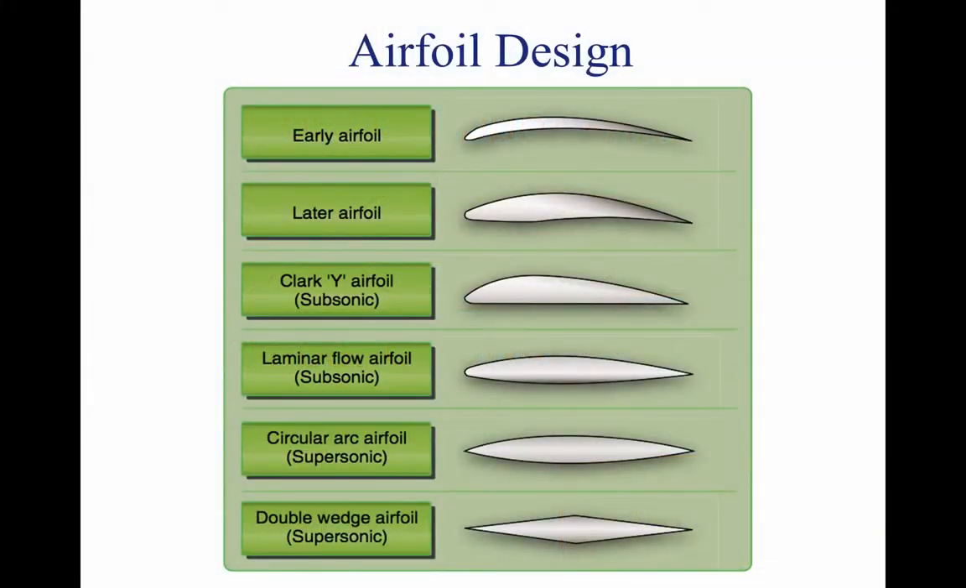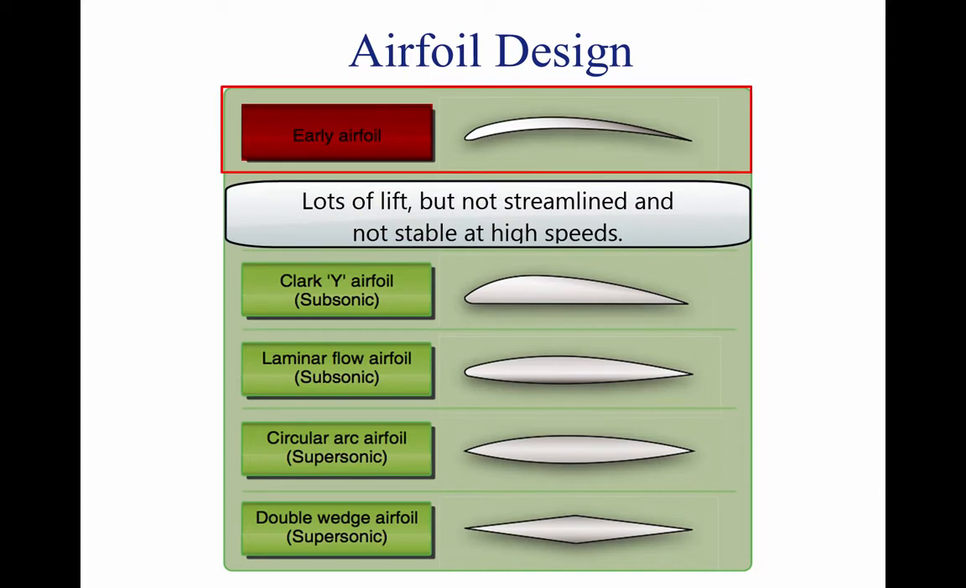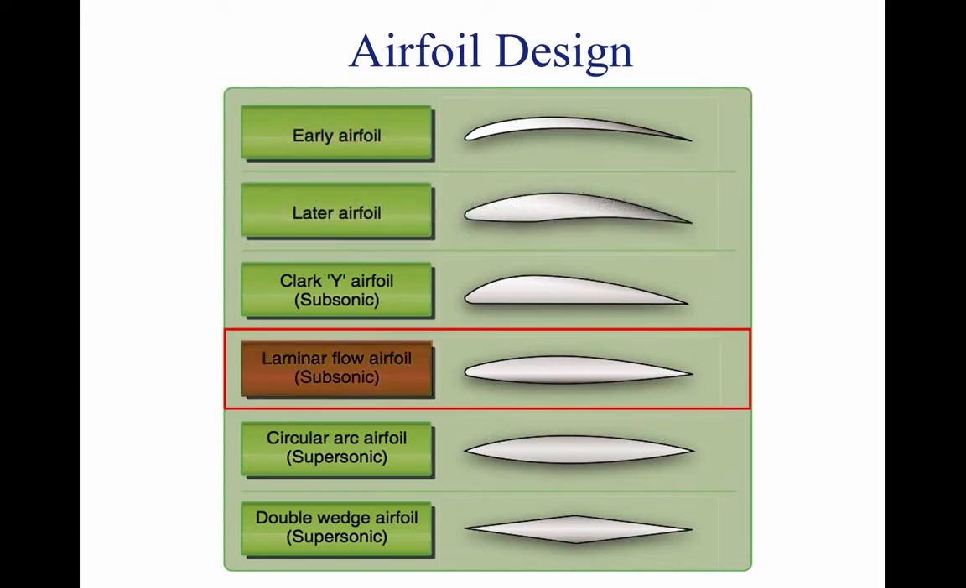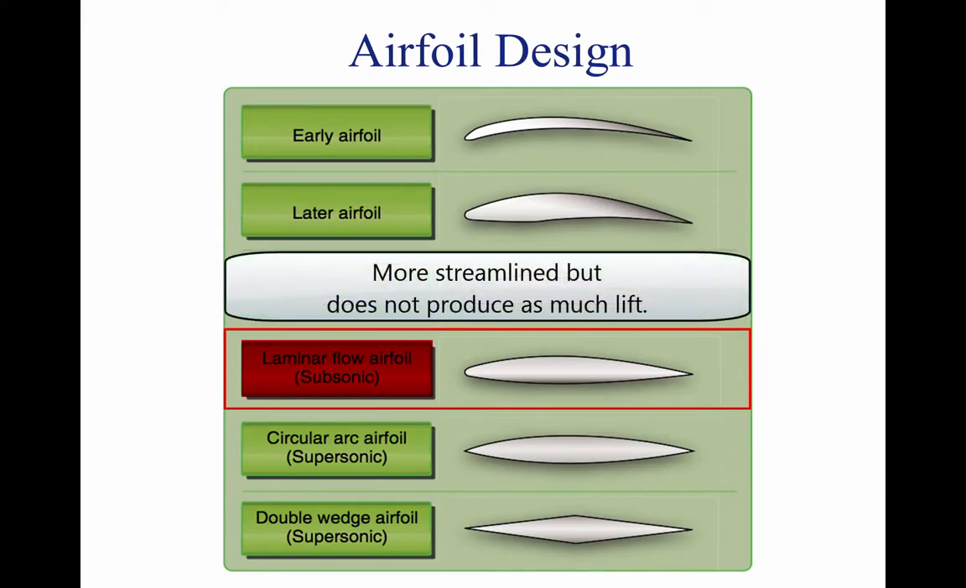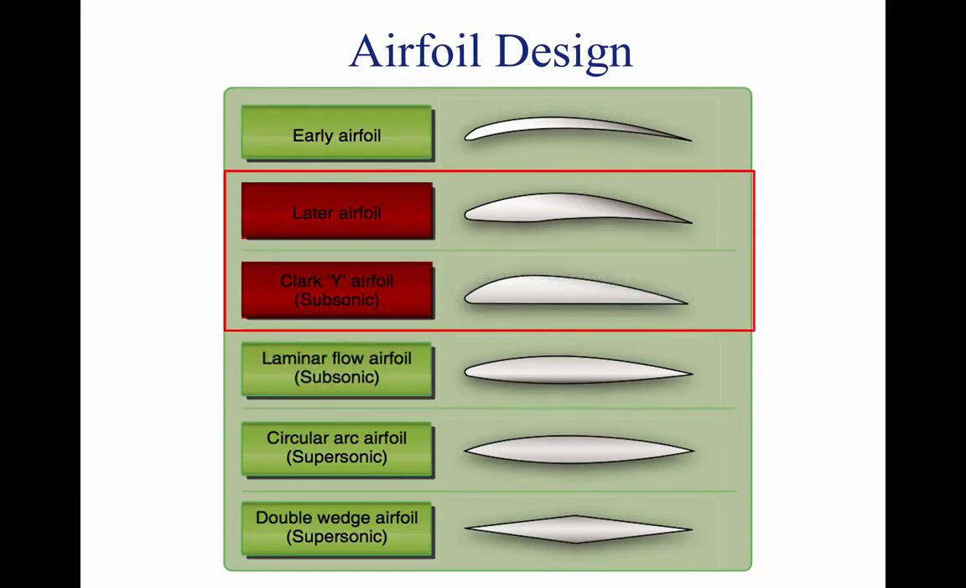Different airfoils have different flight characteristics. For example, the scooped-out bottom of the early airfoil gives lots of lift, but is not streamlined and is not stable at high speeds. The laminar flow airfoil is an almost symmetrical airfoil that is more streamlined but does not produce as much lift. The middle designs give some combination of the scooped-out bottom and symmetrical designs.